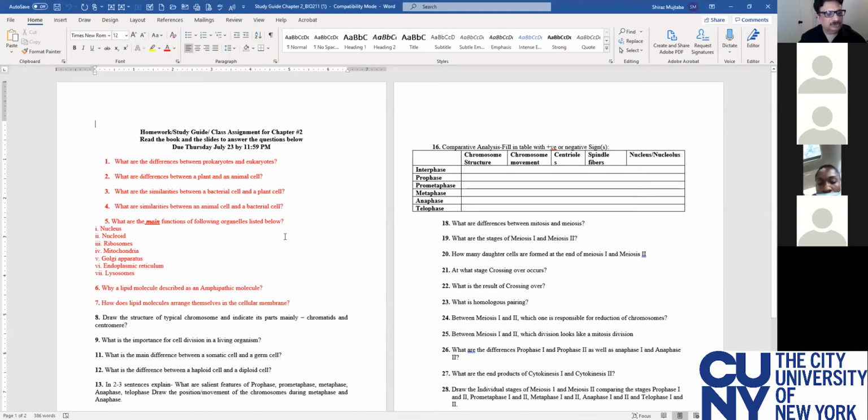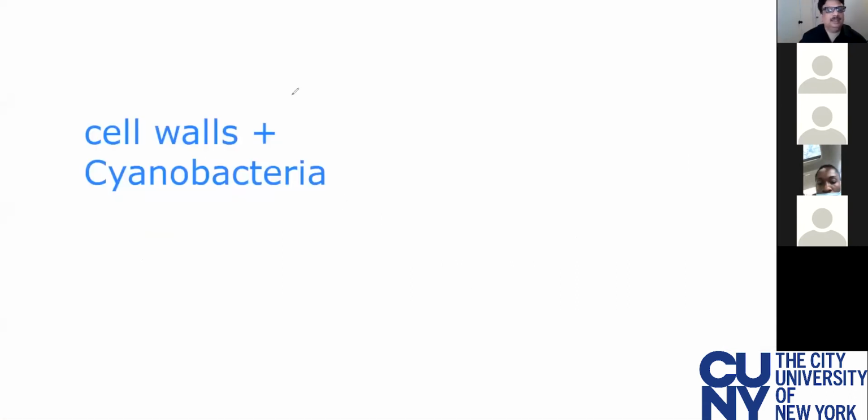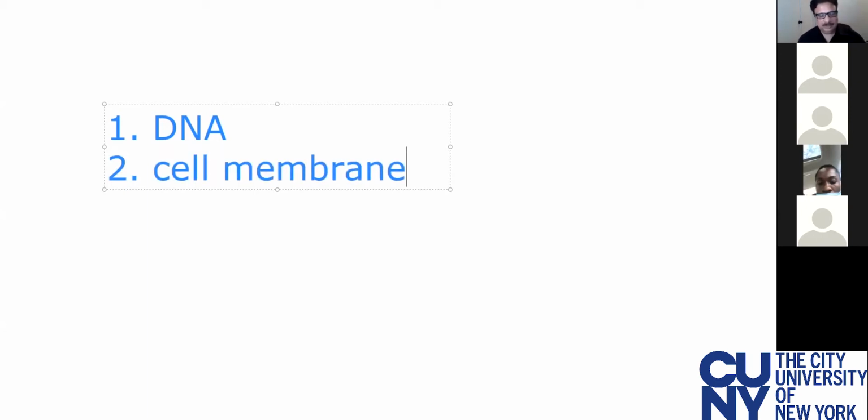So the fourth question is, what are the similarities between an animal cell and a bacterial cell? Between an animal cell and a bacterial cell, and this could be true for all cells, one is they all have DNA as genetic material. Second, they both have a cell membrane. Although the animal cell, or human cell in particular, doesn't have a cell wall. All plant cells, animal cells, and bacterial cells have ribosomes, right? So these are the major similarities between plant cell, human cell, and a bacterial cell.